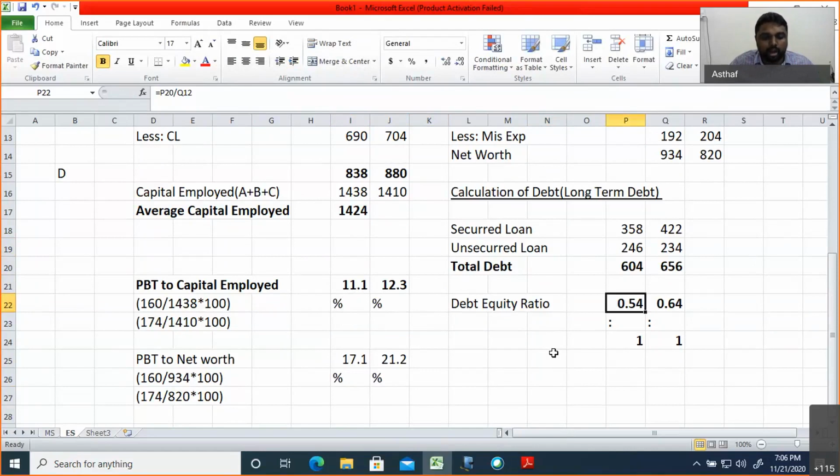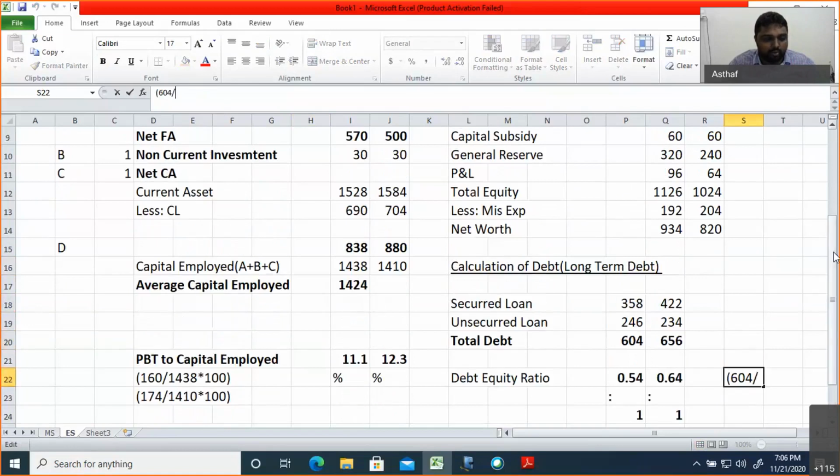One small point, I will tell you how I will find out the debt equity ratio. 604 divided by equity amount without miscellaneous expenditure. That amount is 1126. So that is what we have done. So 604 divided by 1126, we got it.